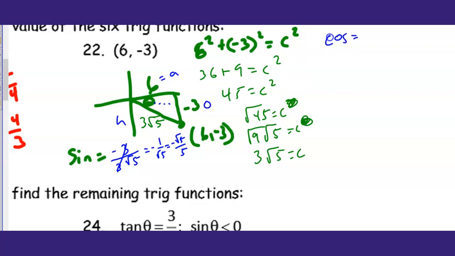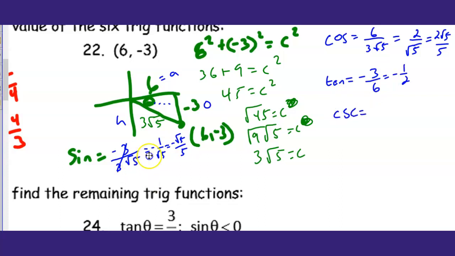Cosine is adjacent over hypotenuse. Well, again, 6 divided by 3 is 2. Right? And we're going to rationalize that. Move the radical to the top. Leave the number from the radical at the bottom. Tangent is opposite over hypotenuse. I mean over adjacent, sorry guys, which is a negative 1/2.